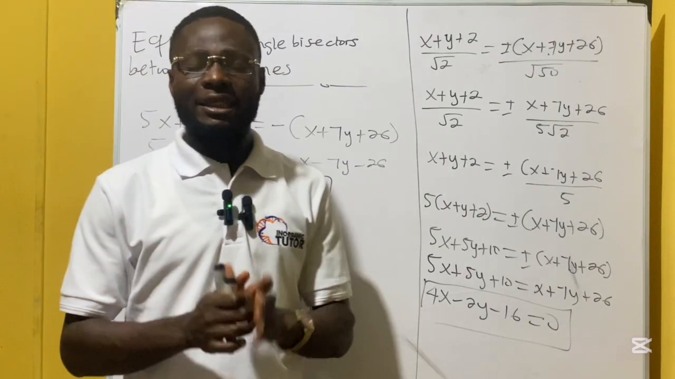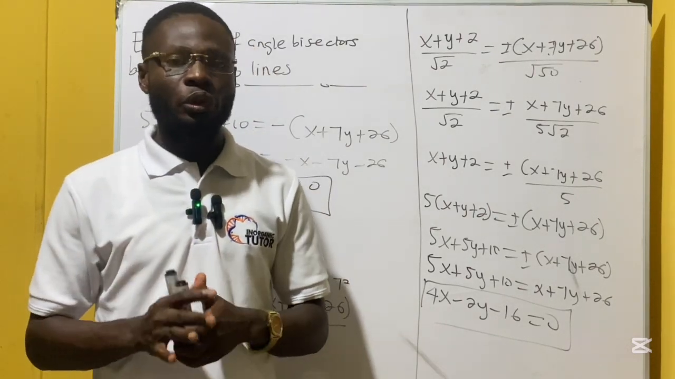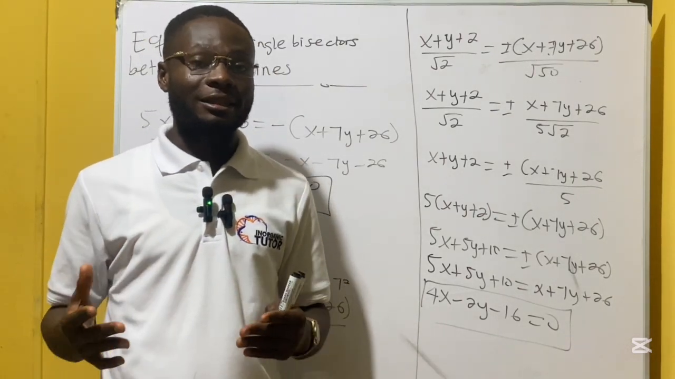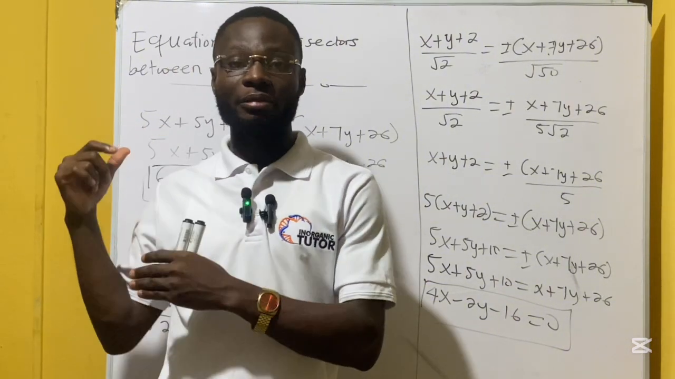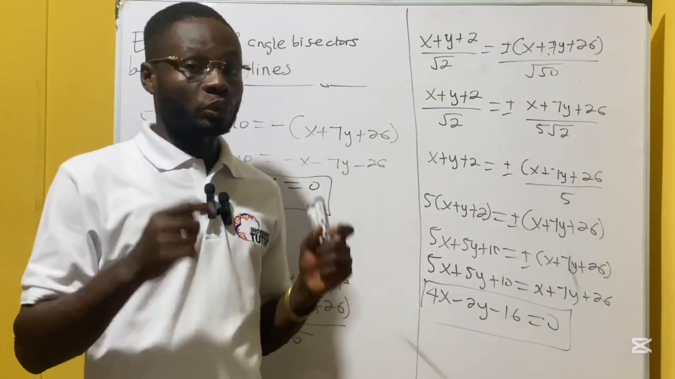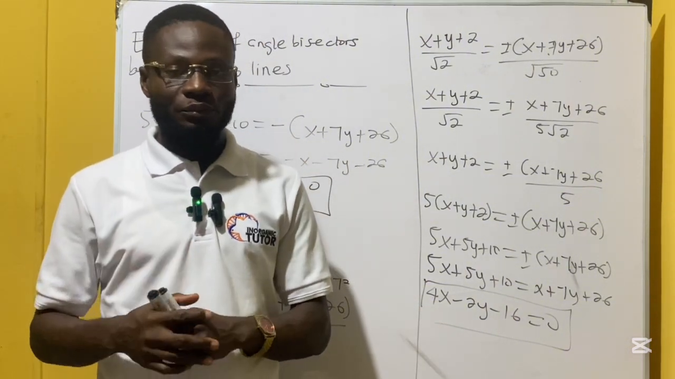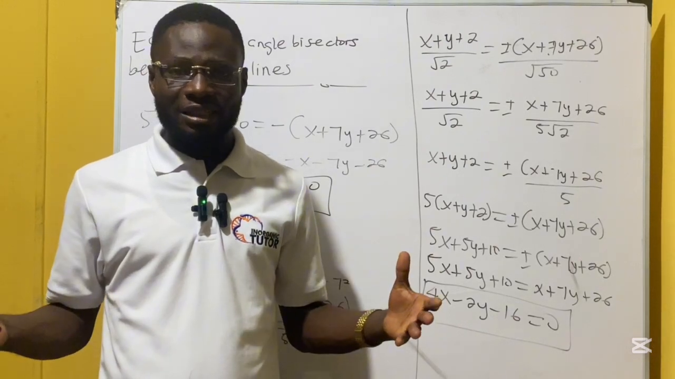So this is the process we go through to find the equation of the angle bisectors between two lines. That is basically the process.